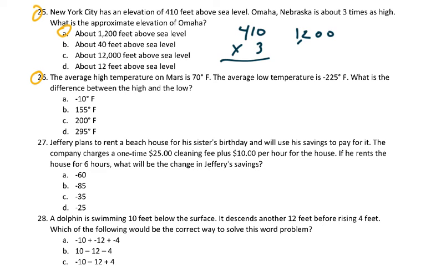26 says the average high temperature on Mars is 70 degrees Fahrenheit. The average low temperature is negative 225. And it says, what's the difference between the high and the low? Difference means minus or subtract. So you should be looking at this as 70 minus negative means plus. Remember, there's Bob. So 70 plus 225, that would be 295.